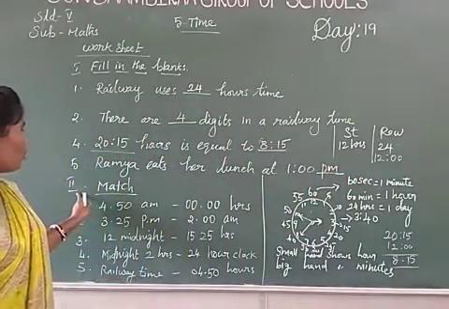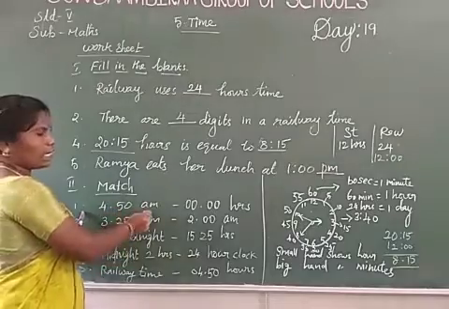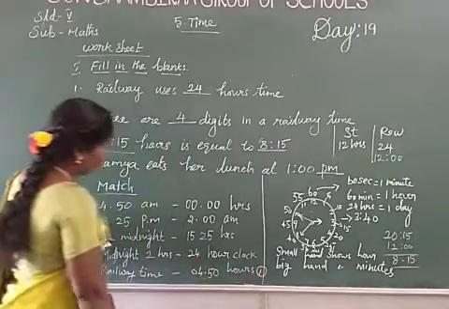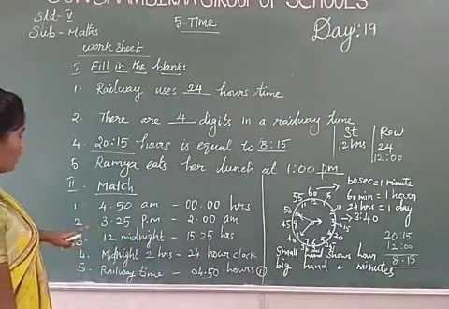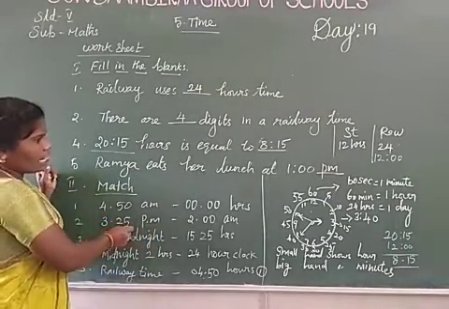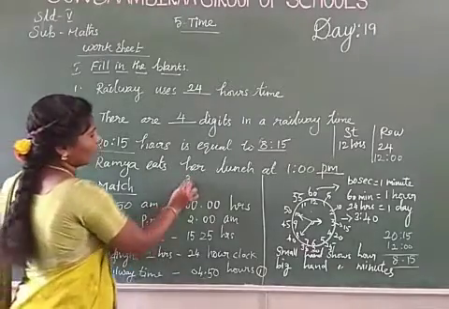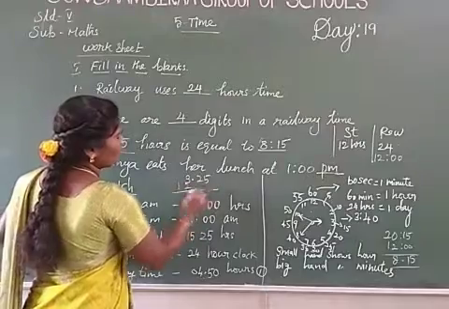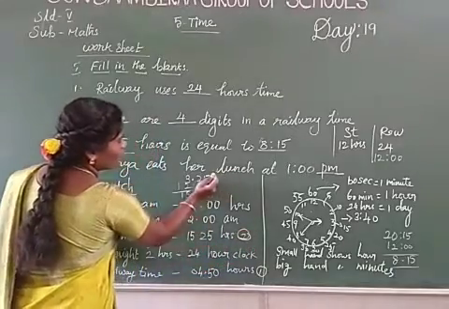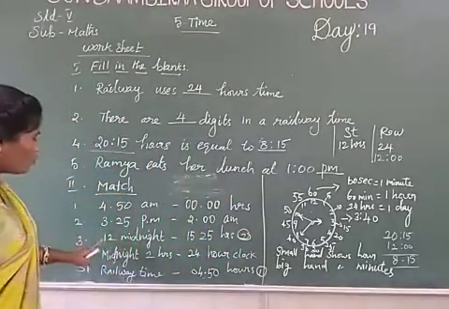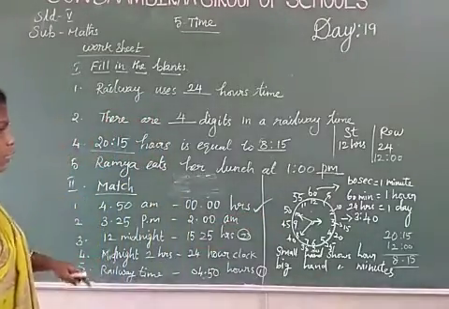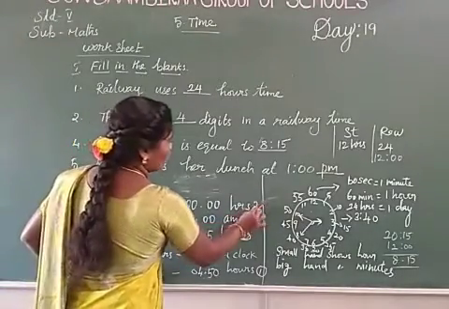Next, the second problem, match the following. First one, 4:50 AM. That is 4:50 hours. Next, 3:25 PM. This is standard time. You convert to railway time by adding 12. 3:25 plus 12, the answer is 15:25. Next, 12 midnight. I already told you, 12 midnight in 24 hours is 0:00. So 12 midnight is 0 hours.